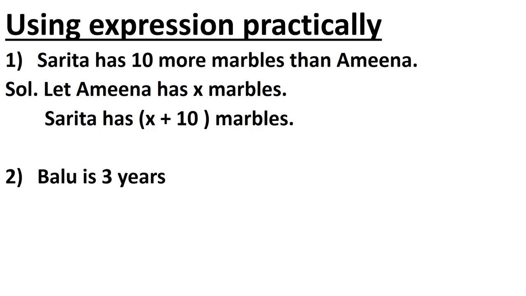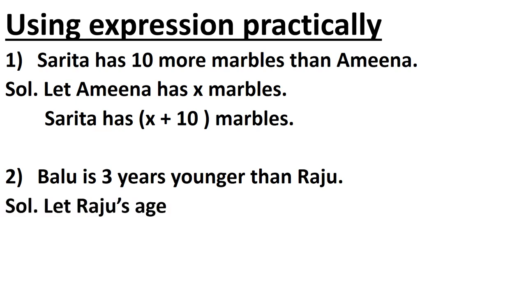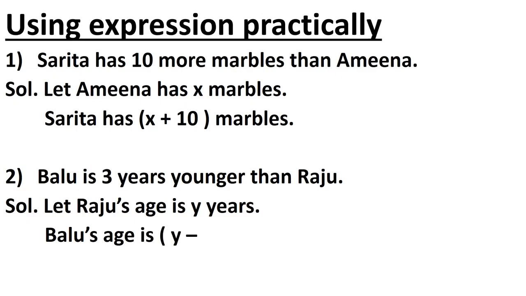See the second example. Ballu is 3 years younger than Raju. We don't know Raju's age. So, how can we find out Ballu's age? We will suppose let Raju's age is y years. Then what is Ballu's age? Ballu is 3 years younger. Then it is y minus 3. Ballu's age is y minus 3 years. Clear?